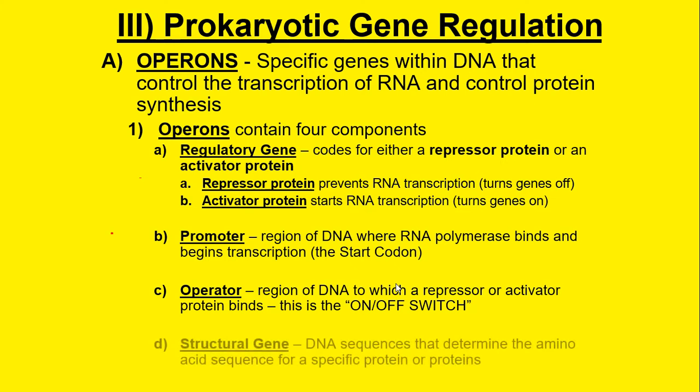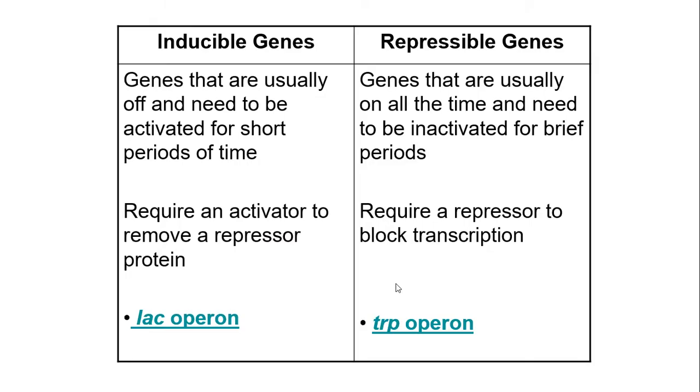Okay, and then finally, the structural gene, that's the fourth part, and that's the part of the gene that actually codes for the protein that we want to produce. Okay, so with these operons, they can be inducible or repressible. Inducible means it's off all the time. We have to turn it on, and we only turn it on when we need the product of that particular gene. This is going to require an activator to remove the repressor protein. Now, this activator is also known as a co-repressor or a co-activator.